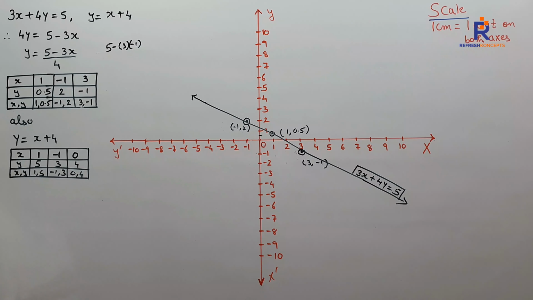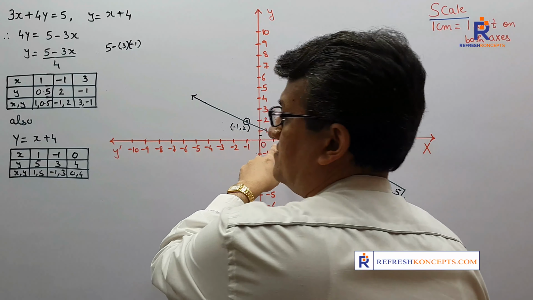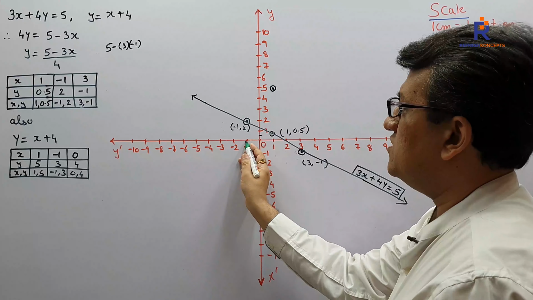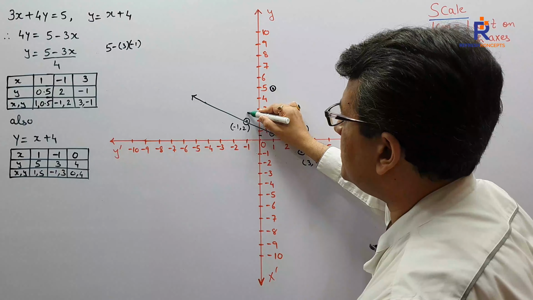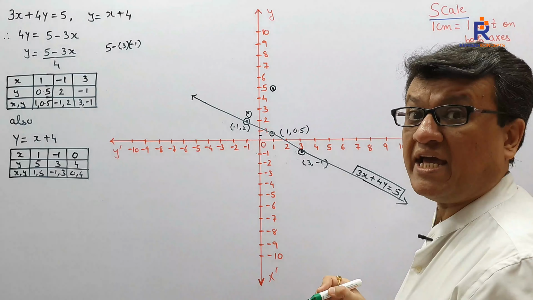Answer is going to be 1, 5. Where is 1, 5? Somewhere here. Next, minus 1, 3. So here it is, minus 1 and 3. Then 0, 4. The x coordinate 0 lies on the y-axis.